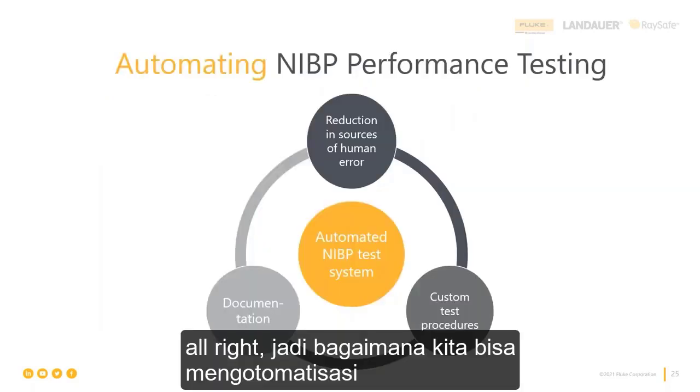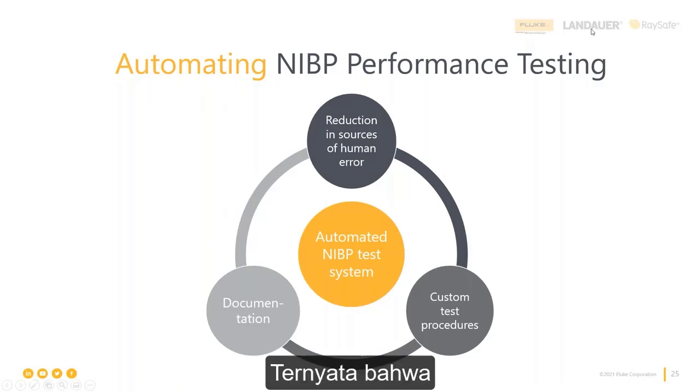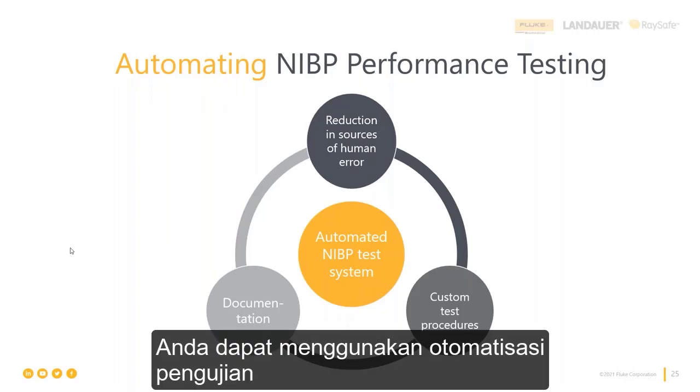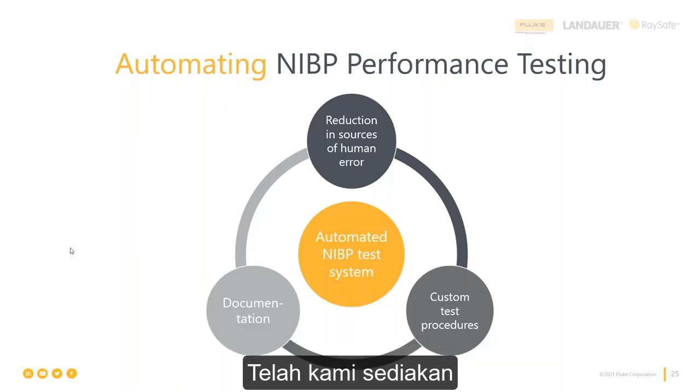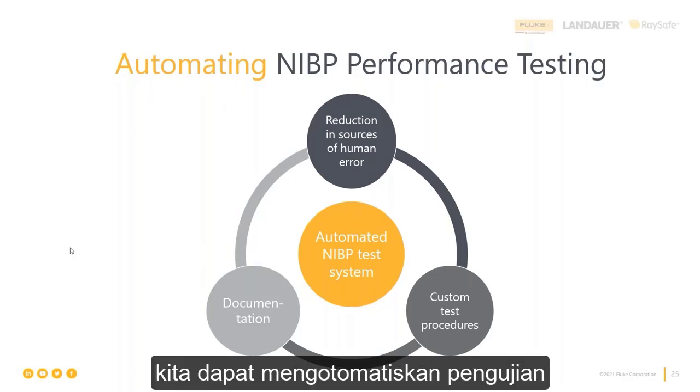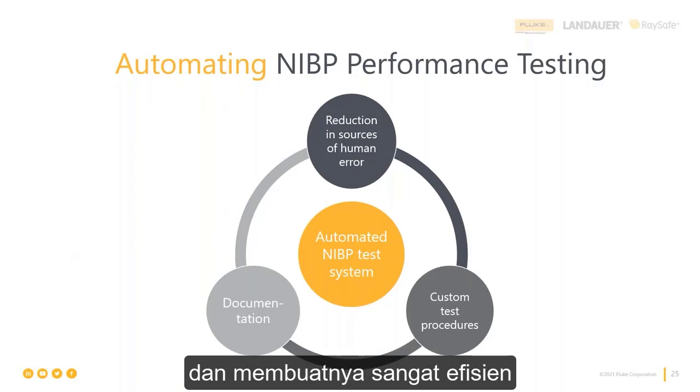All right, so how can we automate this testing, Jerry? So it turns out that you can use a test automation software or test automation system. Now we have provided test automation since before the year 2000. Whether we have interoperability between software to automate with and our test instrument, our simulator, or not, we can automate the testing and make it very efficient.